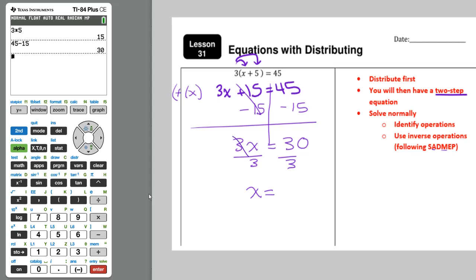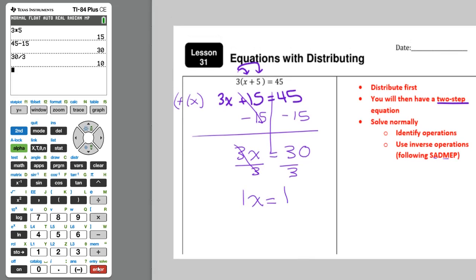3 divided by 3 is 1. Again, we don't have to write the 1. And 30 divided by 3 will get you 10. So my final answer is x equals 10.